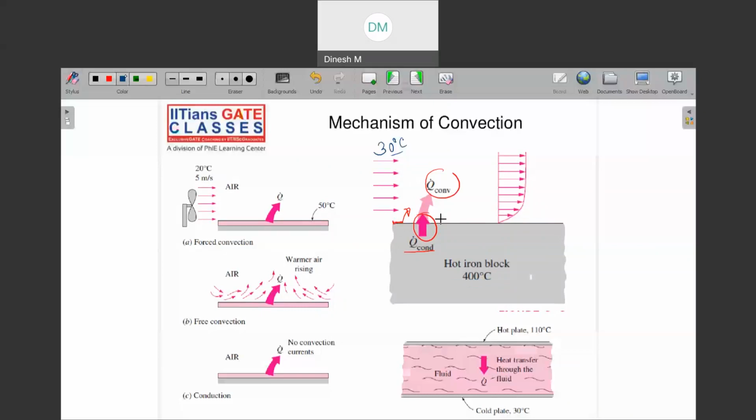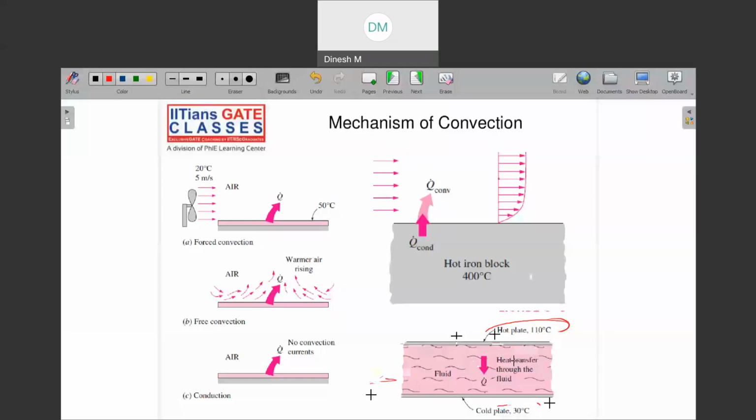Similarly here, let us say there is a hot plate whose temperature is 110 degrees Celsius, and there is a cold plate whose temperature is 30 degrees Celsius. Then your fluid is flowing, right? So what happens here is that there is a pickup of heat from this point, and then this pickup of the heat will travel to whom? To the colder plate, right? So can you see that here again the fluid velocity has helped you to achieve the heat transfer.